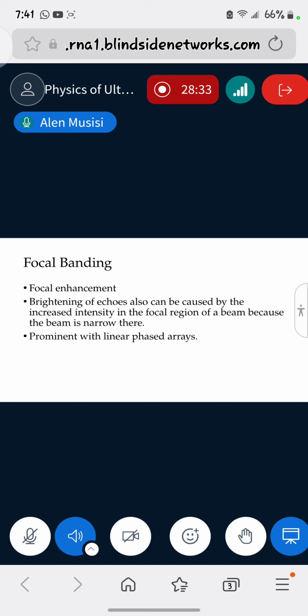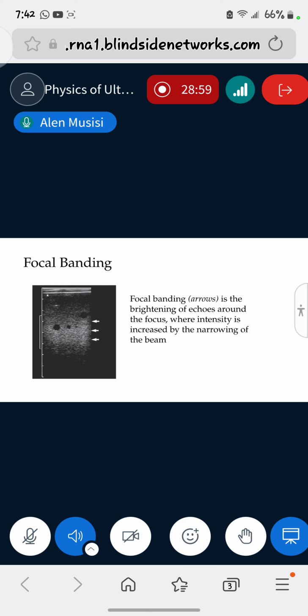Brightening of the echoes also can be caused by increased intensity in the focal region of the beam because the beam is narrow there. When you focus the beam somewhere, the beam becomes very narrow and the intensity increases in that area, which results in enhanced brightness. It's very prominent with the linear phased array transducers. So that is what I'm talking about.